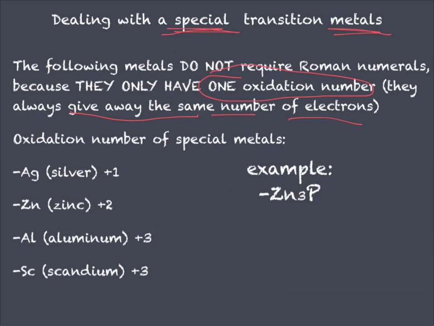Remember I told you to memorize these? Silver always gives away 1, zinc will always give away 2, aluminum always 3, and scandium always 3. So these do not require Roman numerals. Remember that. For example, in this one, zinc, 3 of them bonded with 1 phosphorus. I don't even need to look at anything else.